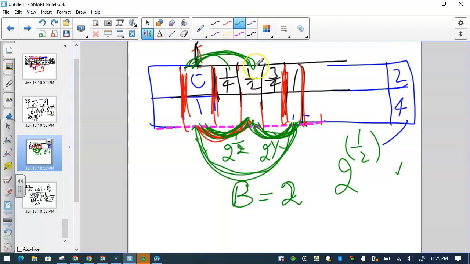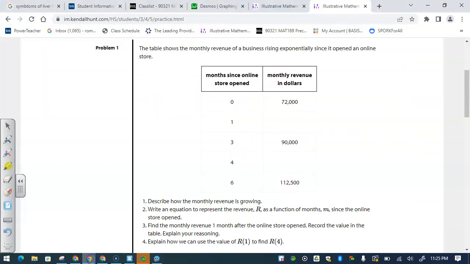These are two intervals, and from here to another two intervals. This remains the same. So it's 2 raised to 1 half and 2 raised to 1 half. Let's dive straight away into the problems.